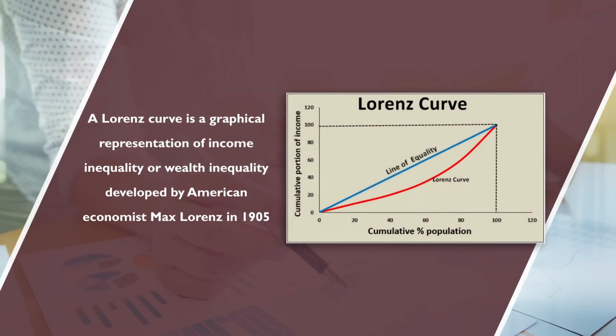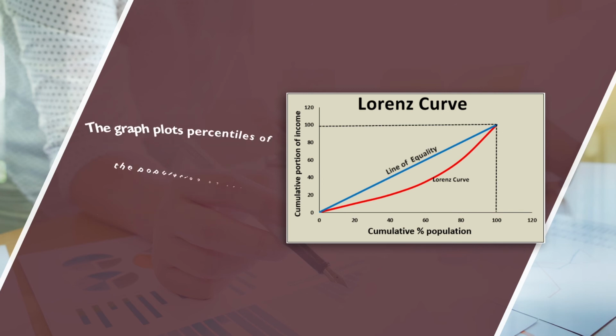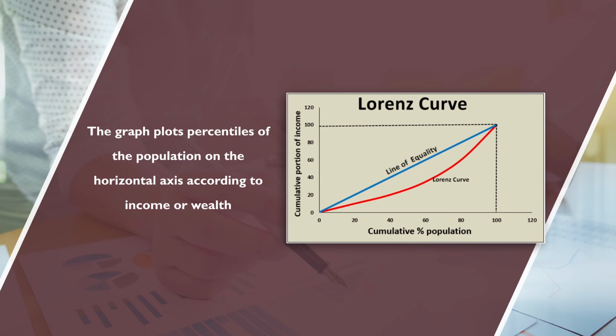On the other hand, the Lorenz curve is also one of the ways of graphical representation of income equality or wealth equality, and this was developed by the American economist Max Lorenz in 1905. The graph plots percentile of the population on the horizontal axis according to the income or wealth. From this image, we bifurcate the whole rectangular box from point 0, and this is considered the line of equality, and the Lorenz curve moves in that way. So this red line is considered to be the Lorenz curve.